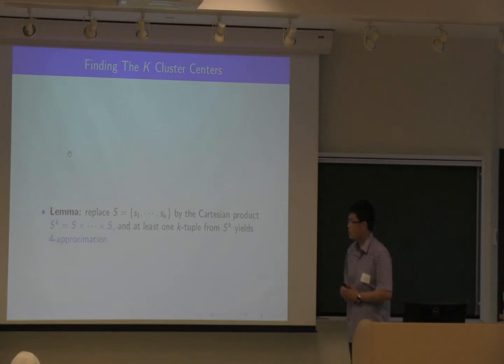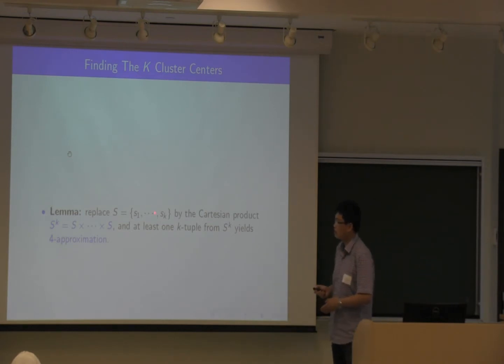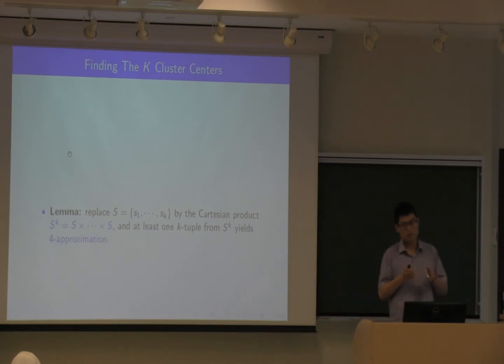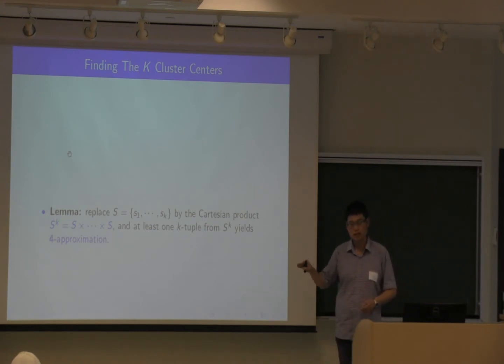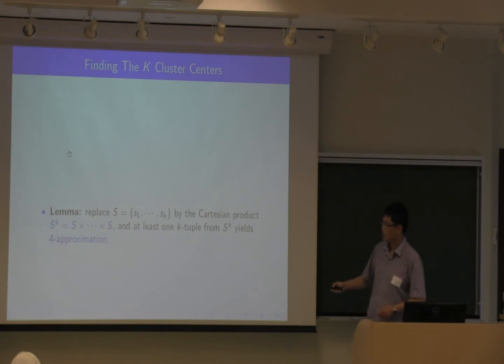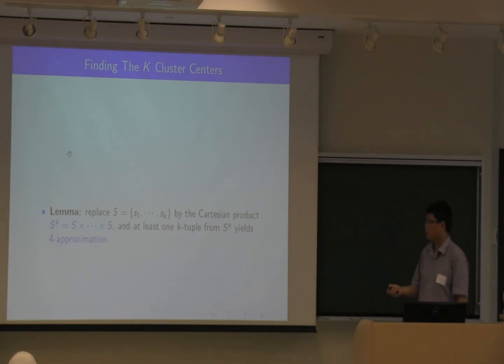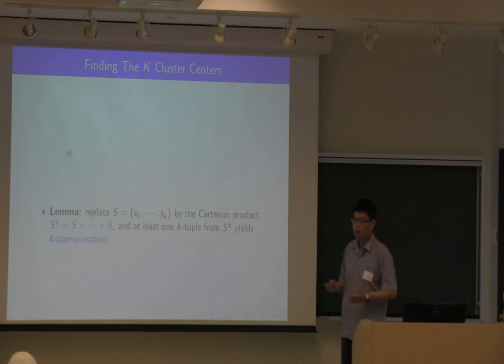This is the lemma we proved. We still use the Gonzalez algorithm. We still select these K points, S1 to Sk, but the idea is that we don't directly use these K points. We take the Cartesian product. Remember that we assume K is constant, so even if we take the Cartesian product, the cardinality is still polynomial. And then we prove that at least one K-tuple from this Cartesian product can generate a 4-approximation for balanced K-center clustering.